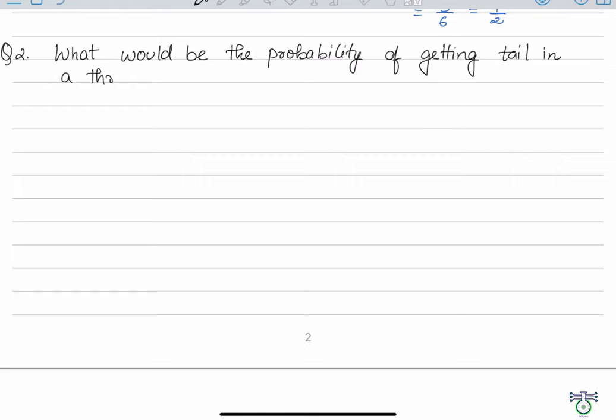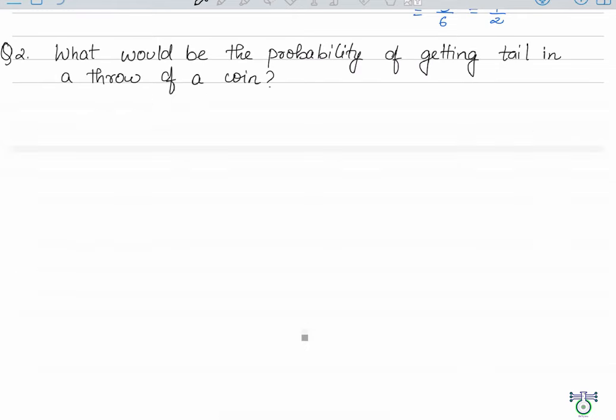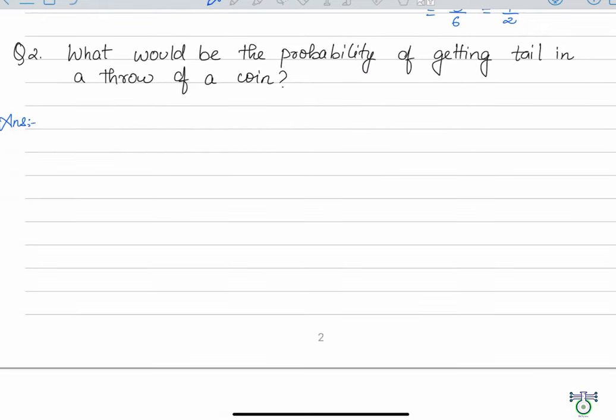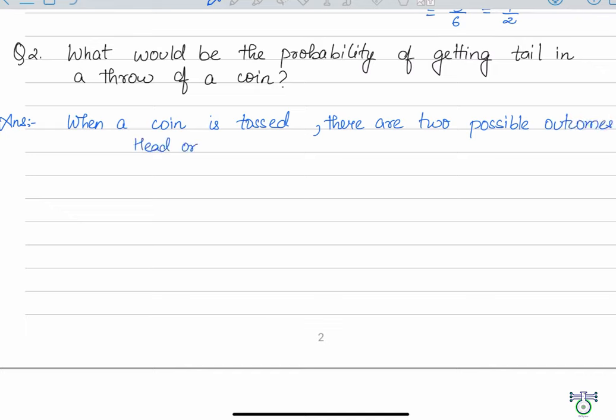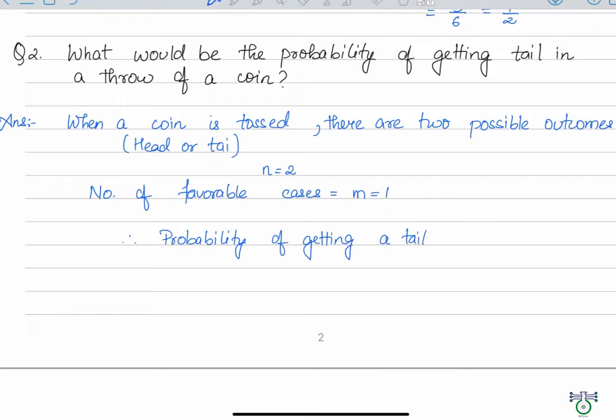Now let's cover the next question. What would be the probability of getting a tail in a throw of a coin? Why don't you pause the video and try to solve it? Let's see if you have got the same answer. When a coin is tossed, there are two possible outcomes, head or tail. The number of favorable cases is going to be 1. So therefore, the probability of getting a tail is going to be 1 by 2. I hope you got the answer. Let's check the third one.